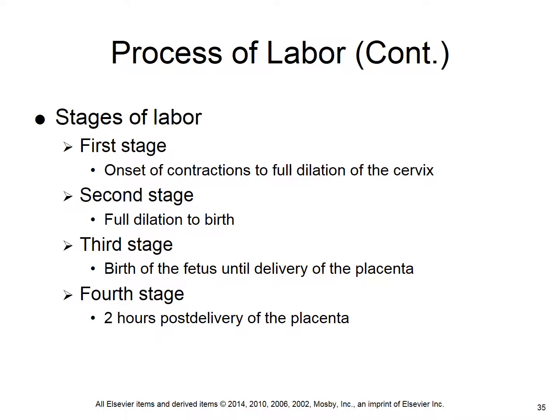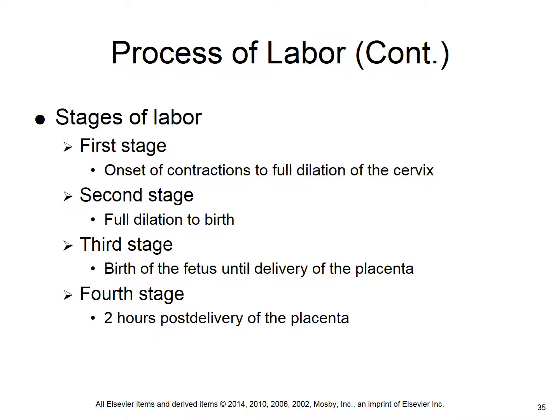So the stages of labor. The first stage of labor is from the onset of regular contractions to full dilation of the cervix. This is the longest stage, and it's divided into 3 phases. The first phase is the latent phase. During the latent phase, the cervix effaces and contractions become more regular and closer together, and dilation progresses very slowly.